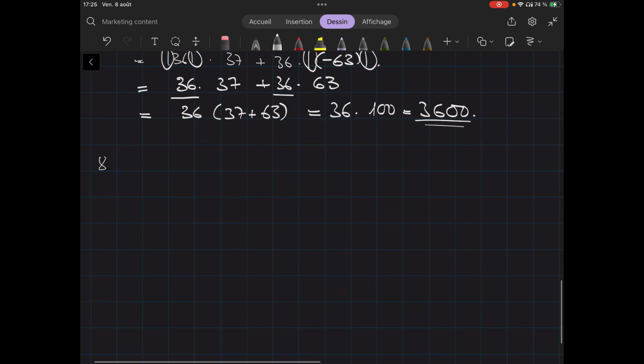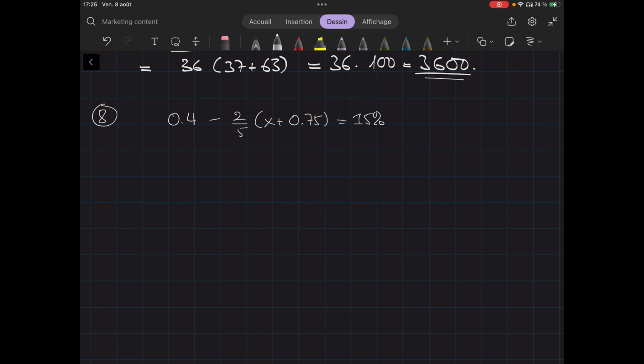Question 8. Finally, 0.4 minus 2 by 5, x plus 0.75 is equal to 15%. So, there's a lot going on here. 15%, that is 0.15.